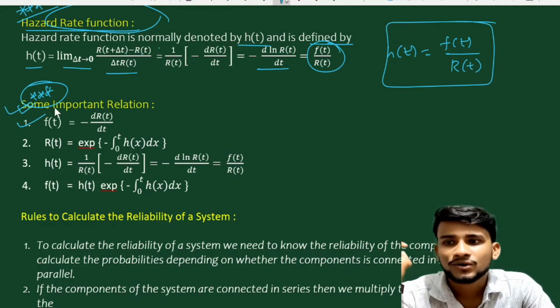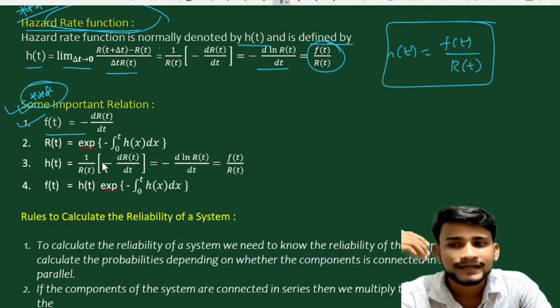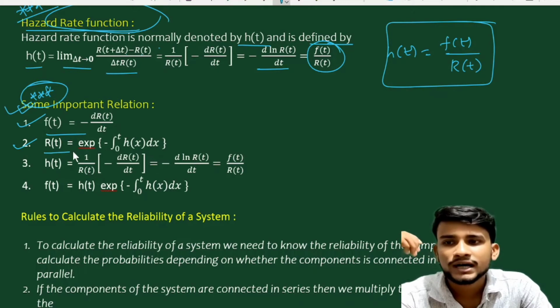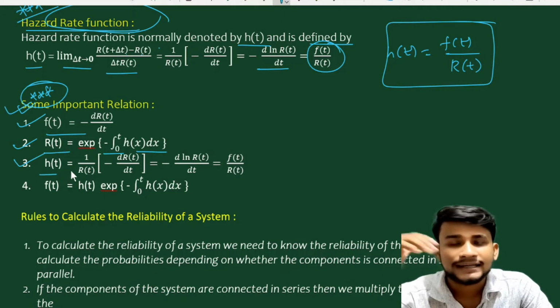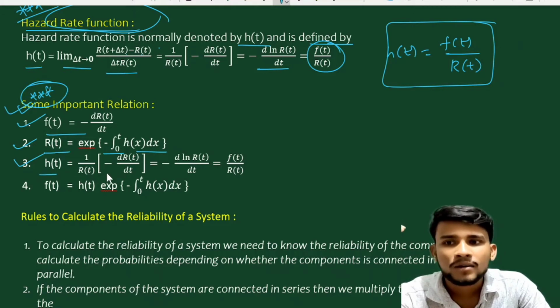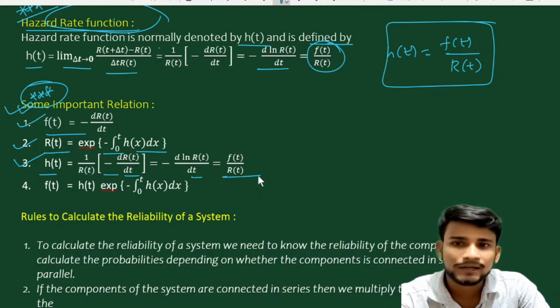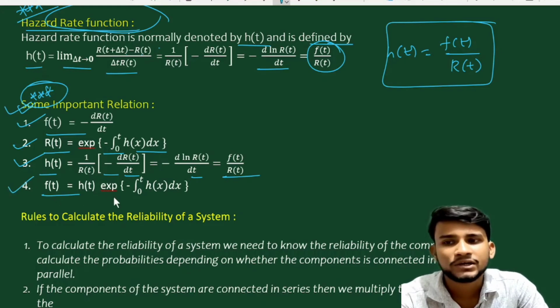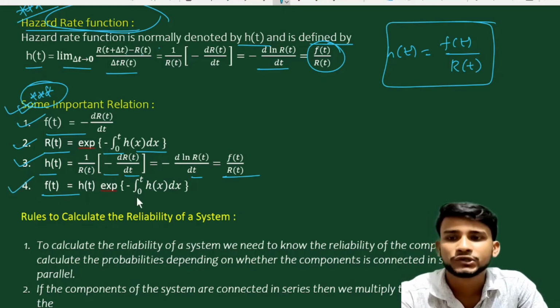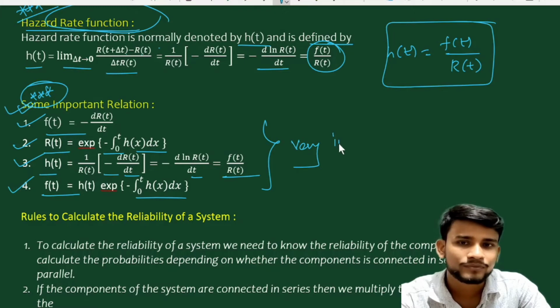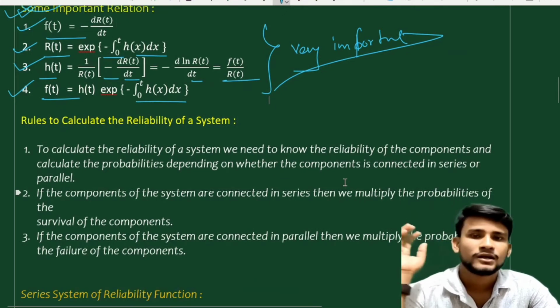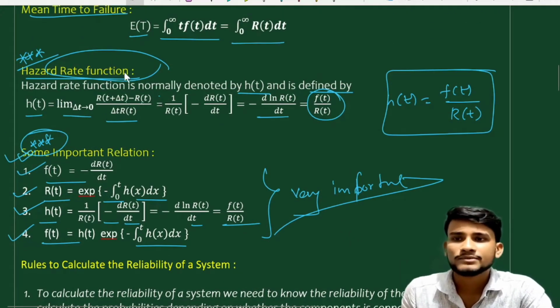So one is f(t) equal to minus dR(t) by dt. Number 2 is R(t) equal to exponential of minus the integral from 0 to t of h(x) dx. Number 3 is h(t), the hazard rate function, equal to 1 by R(t) into minus dR(t) by dt. This is equal to minus d ln R(t) by dt, which is equal to f(t) by R(t). And number 4 is f(t) equal to h(t) times exponential of minus the integral from 0 to t of h(x) dx. These four relations are very important.